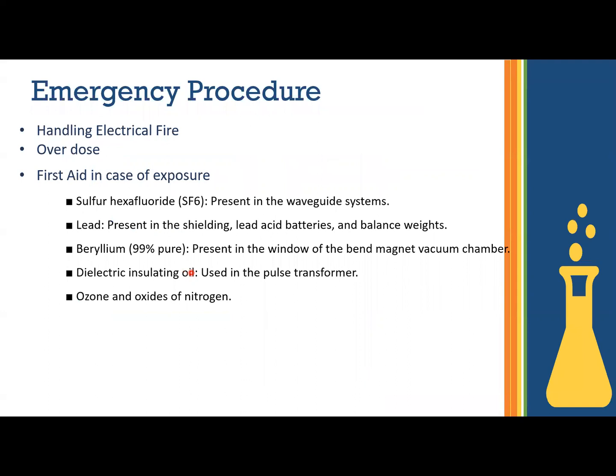So emergency procedure handling electrical fire. One should have this system at the unit. Overdose, first aid in case of exposure of these gases. Sulfur hexafluoride is part of the guide system. Lead is present as a shield. Beryllium is present in the window of the bending magnet. Dielectric insulating oil used in the pulse transformer, ozone, and oxides of nitrogen.